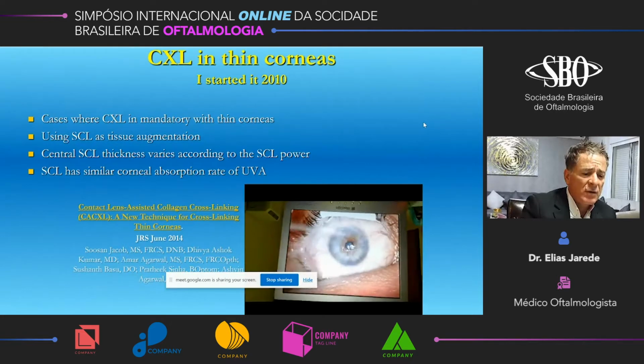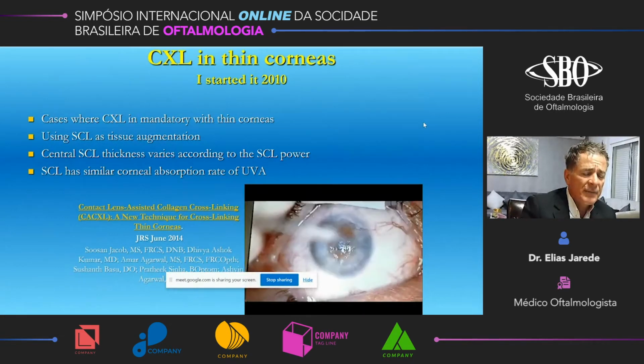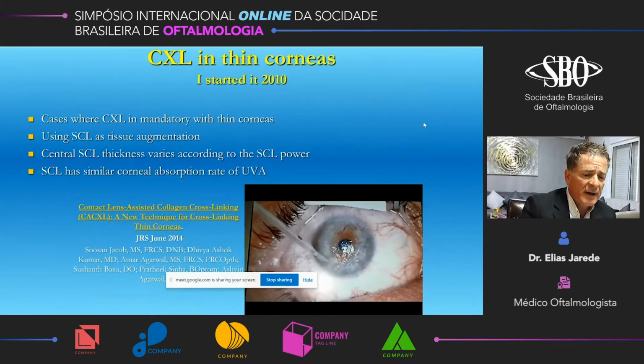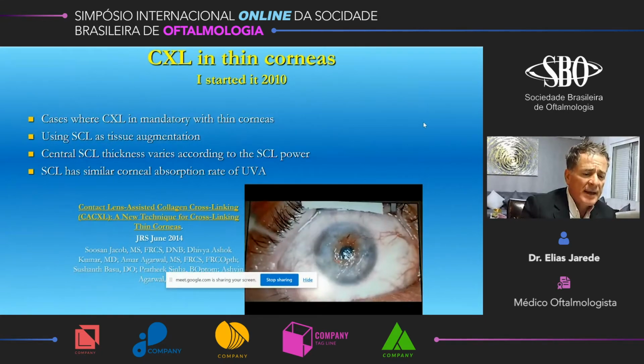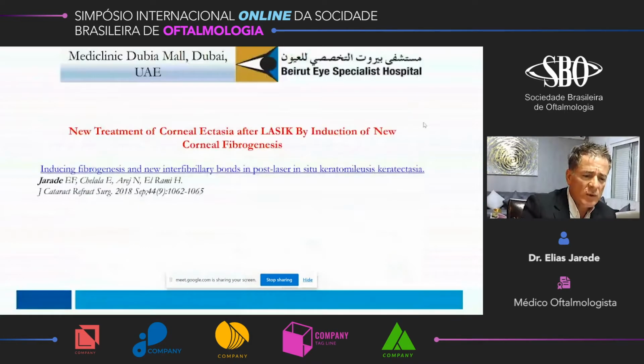We apply a soft contact lens to artificially enhance the thickness of the cornea and decrease the level of UV light at the level of the endothelium, hence protecting the endothelium against any damage from the UV light. Worth mentioning that we started this technique in 2010 as well. We're having good results.